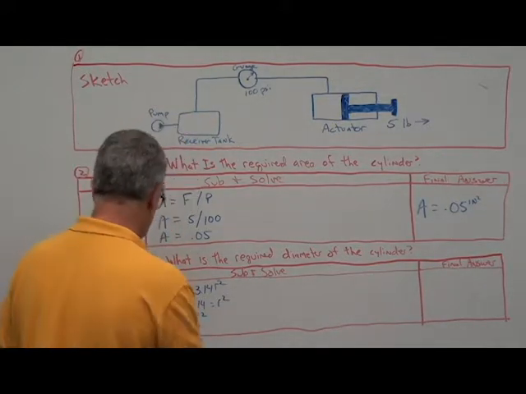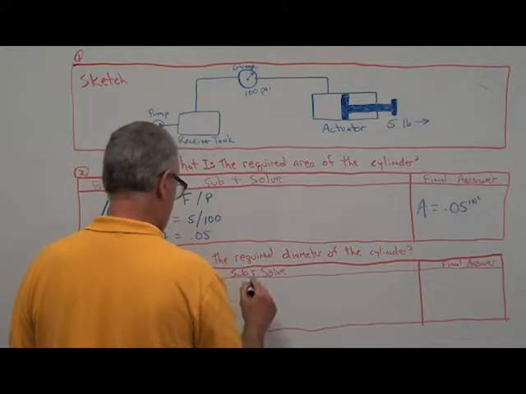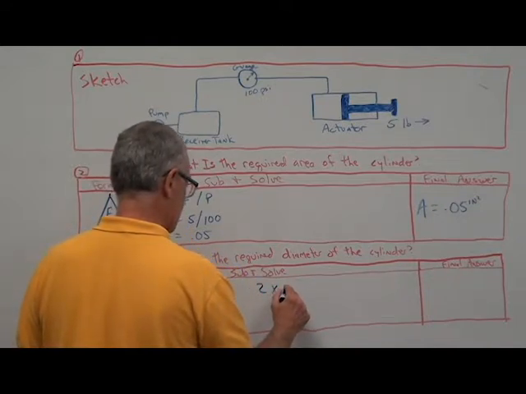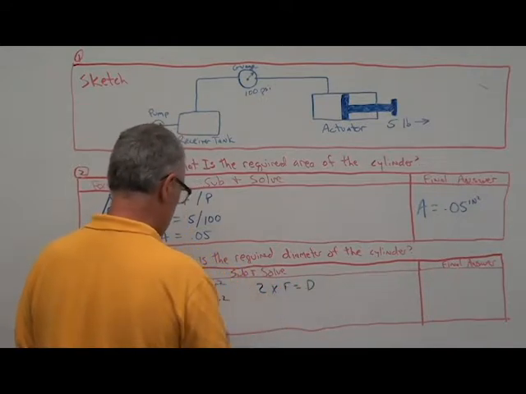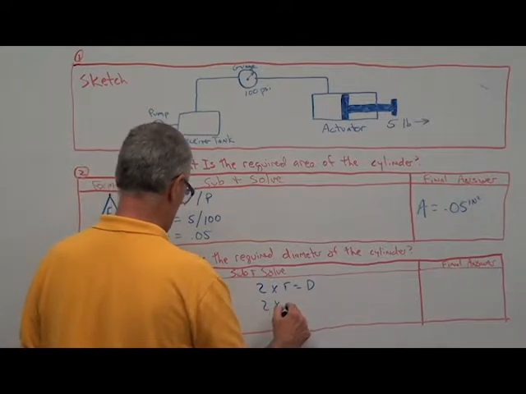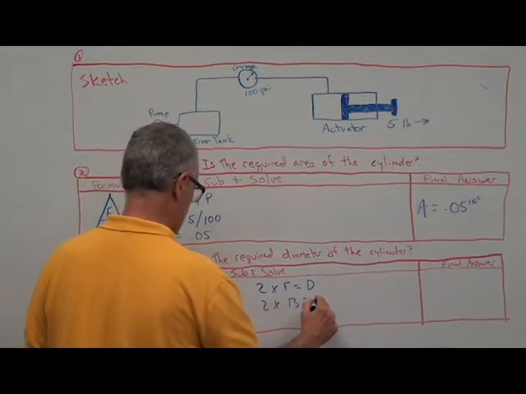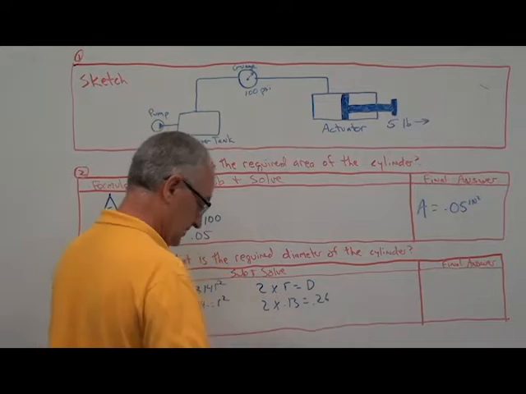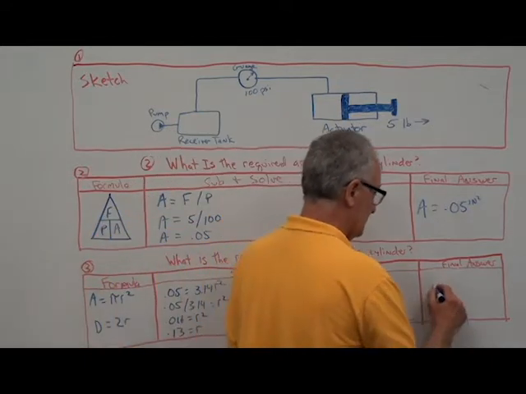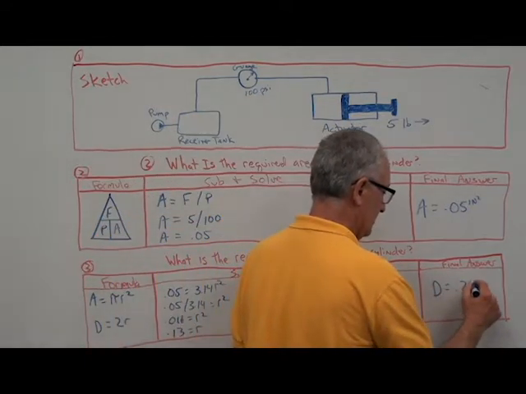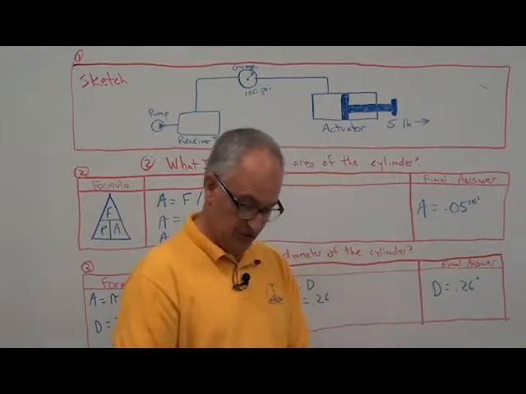And so now, according to my other formula, all I got to do is take 2 times the radius to get my diameter. 2 times 0.13 is equal to 0.26. And so the diameter of my cylinder is equal to 0.26 inches.